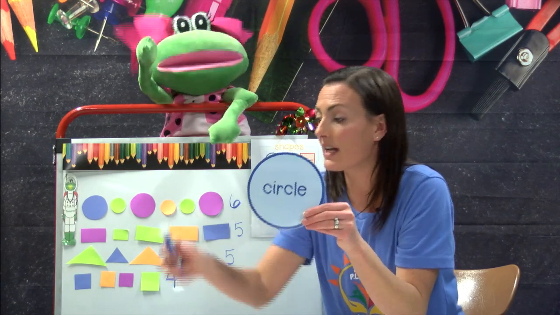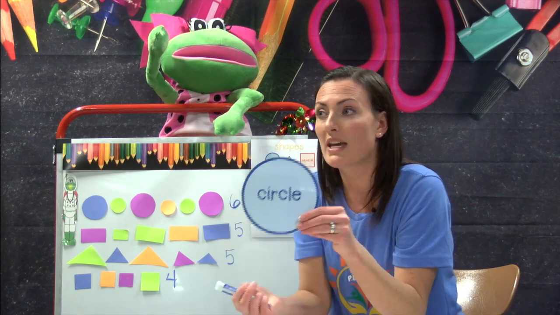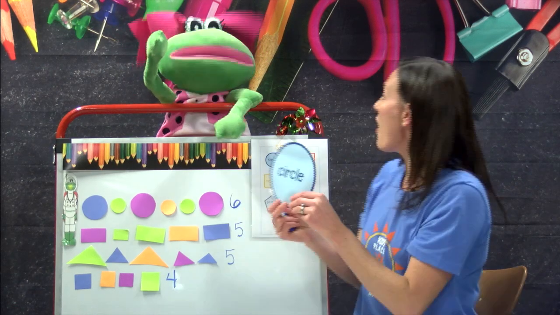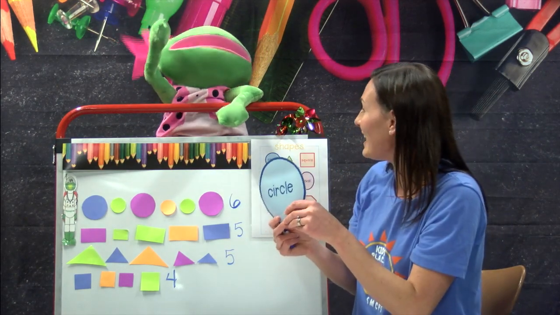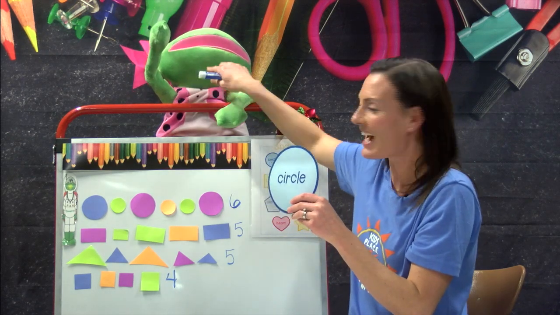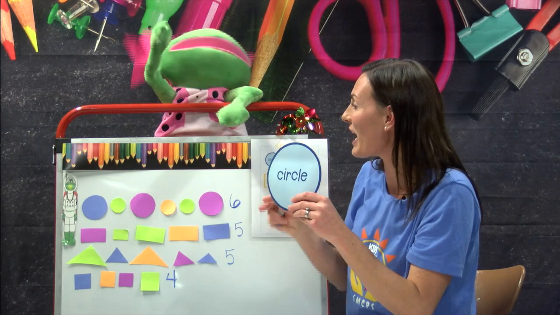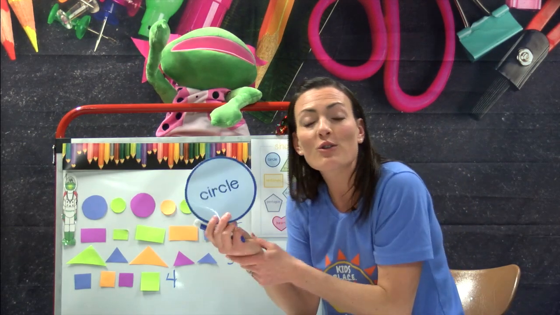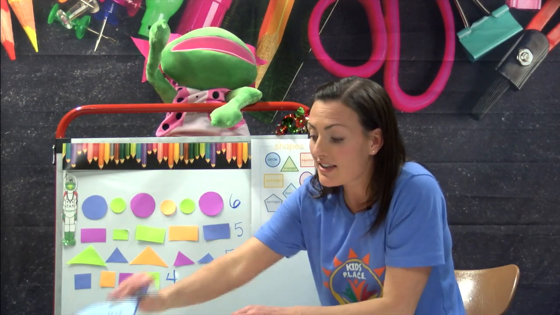And I'm sure there's lots of things that are circular around your house, like the end of this marker, maybe a ball. Have you thought of something, Franny? Look at my dress. What do you see? She has polka dots. There's circles on her dress. Boys and girls, you could go around your home today and you could collect things that are different shaped and you can sort them just like we sorted our shapes today.